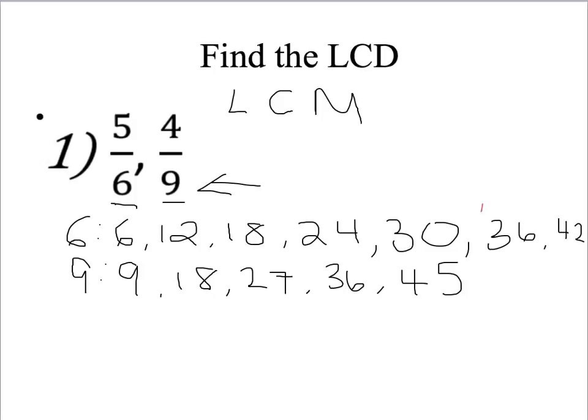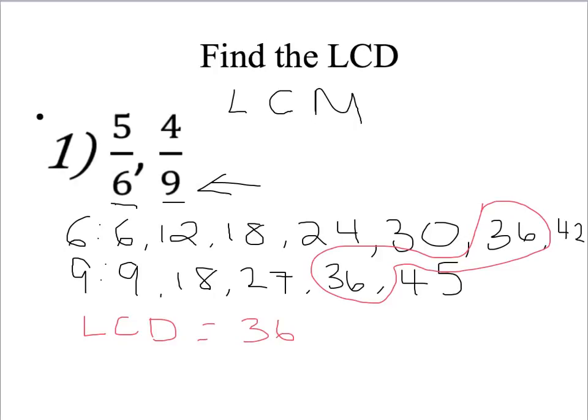The multiple they have in common is 36. And it's the smallest one. There's no smaller ones in there. So the lowest common denominator of 5/6 and 4/9 is 36. That's how you're going to find the lowest common denominator. If you don't understand it, you can watch it again, or we're going to do it lots throughout the lesson. Or you can ask me about it too.